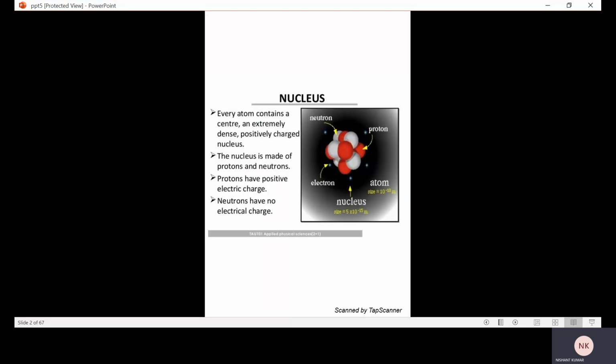First of all, we are discussing nucleons. Every atom contains a center, an extremely dense, positively charged nucleus. So the nucleus is positively charged and has high density. The nucleus is made of protons and neutrons. Protons have a positive electric charge, whereas neutrons have no electric charge.